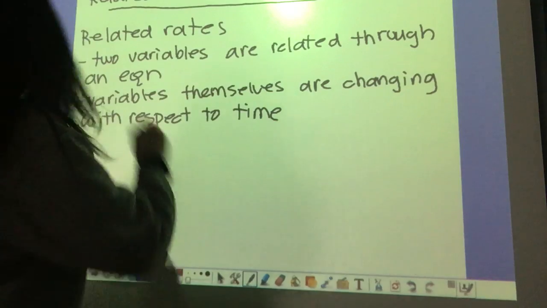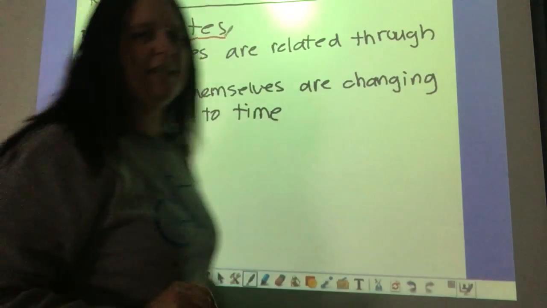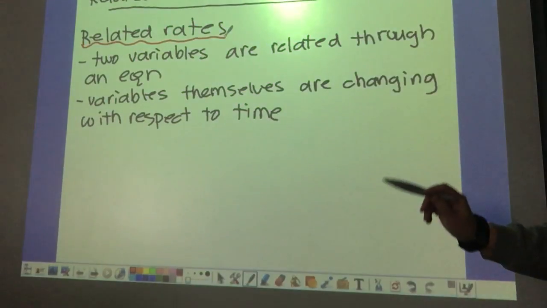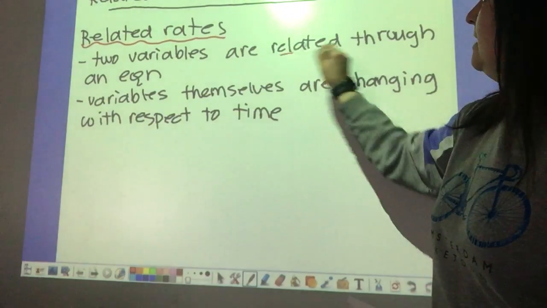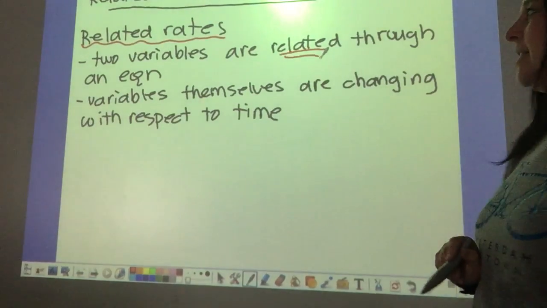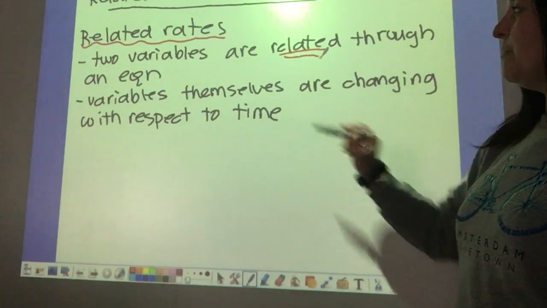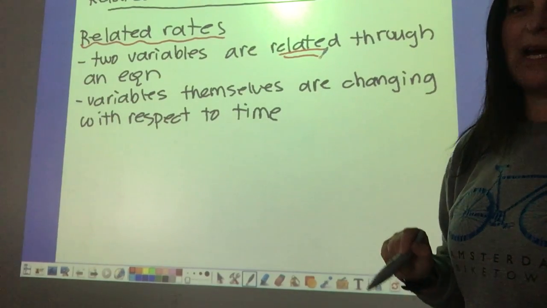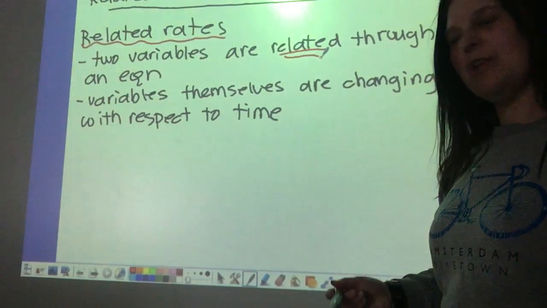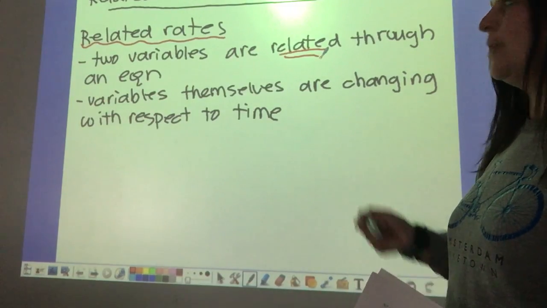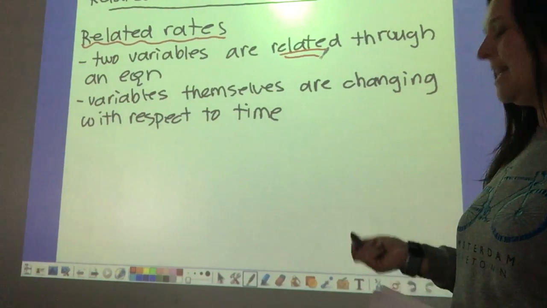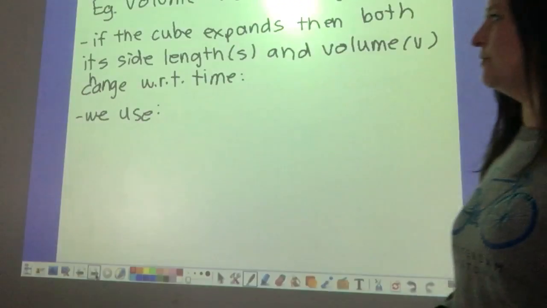Pretty self-explanatory. So related rates just means that we have 2 variables. Sometimes it's more, but we have at least 2 variables that are related through some kind of equation. That's where we get the related part from. And then the variables themselves are changing with respect to time. So we start with our equation, and then as things change over time, we're just going to solve for a certain rate of one of our variables. That's kind of the simplest version of what related rates are.